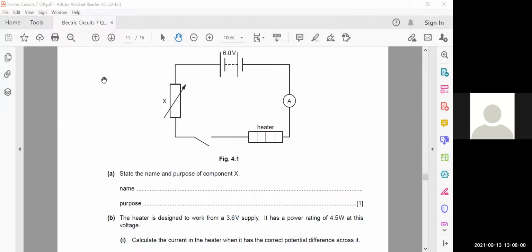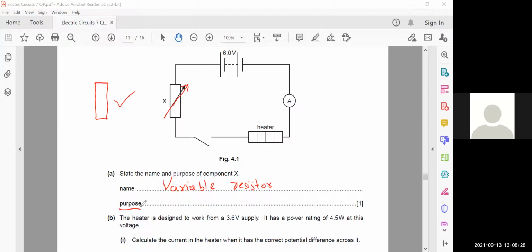Resistor is only when you find this type of component. This is called the resistor, resistance. But when you find a crossing arrow, that is called a variable resistor. Variable resistor means you can increase or decrease the resistance.